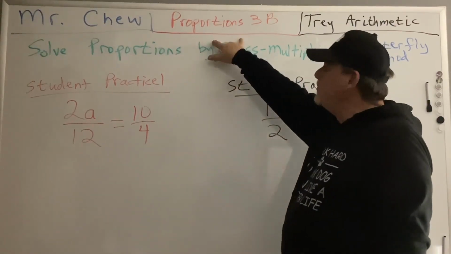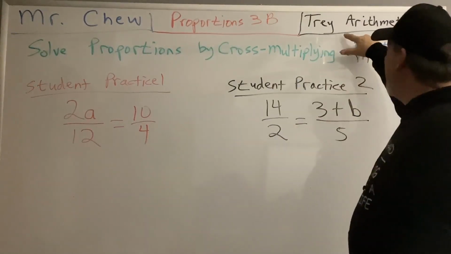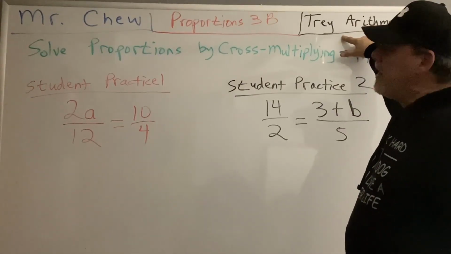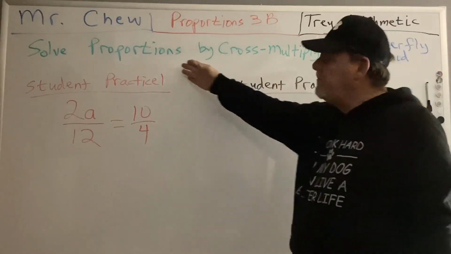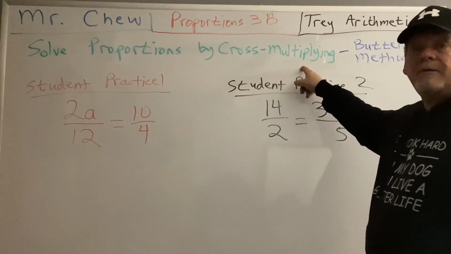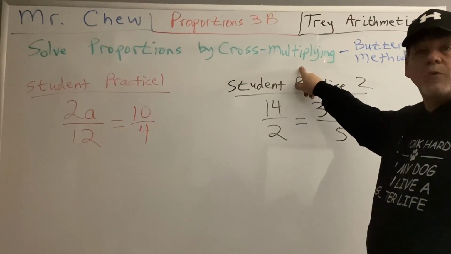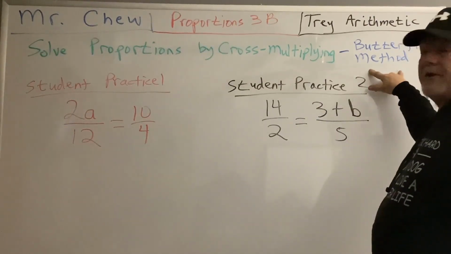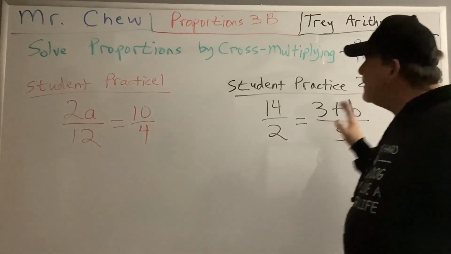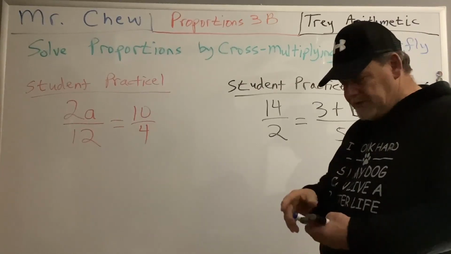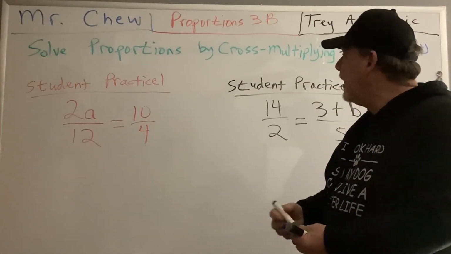We're going to solve some proportions in my math curriculum that I call Trey Arithmetic, which has regular arithmetic and pre-algebra in it. We're solving proportions by cross multiplying. I talked about this in my original video when I taught how to do this; I called it the butterfly method. So I challenged students afterwards to work these two problems. Let's see how these two problems work out here.